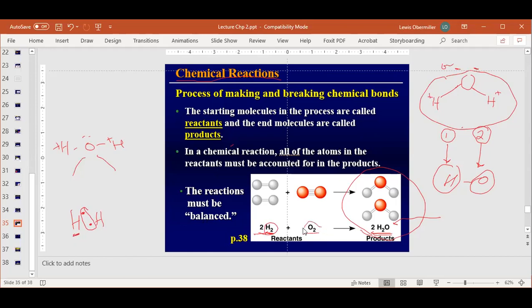And oxygen's the same way. Remember, it has a valence of two, so this is a double bond. It's not drawn very well by the artist, and this is a single bond. So oxygen shares two pairs of electrons. That's how it has this full outer shell. And we talked about this when we were talking about covalent bonds. Is this polar or nonpolar?